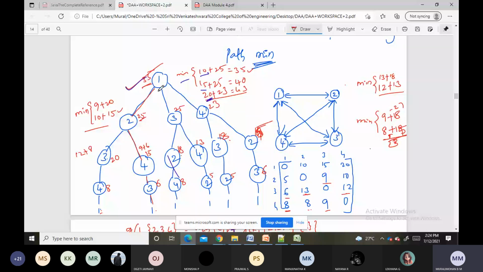Now once he goes to vertex 2, then the possible routes for him are either he should go to vertex 3, or he should go to vertex 4. Assume that he went to vertex 3, then the only possible route is he should go to vertex 4 and again return back to the starting vertex 1. Suppose if from vertex 2 he goes to vertex 4, then he will go to 3, again he will return back to 1. Now, these are the various feasible solutions we have for the traveling salesman problem.